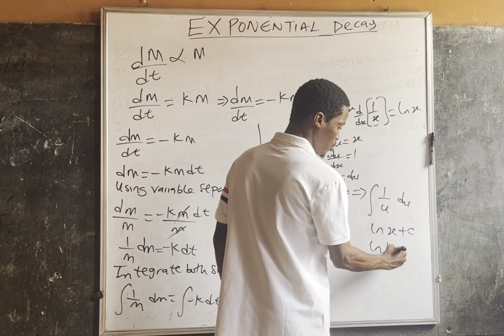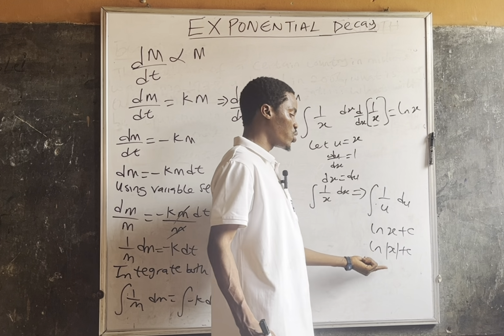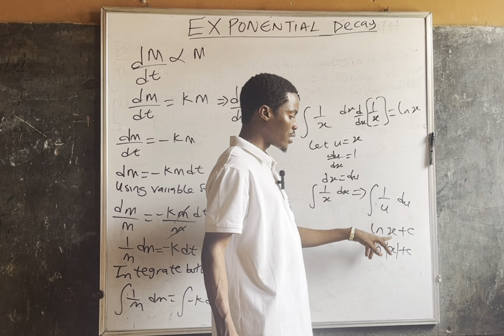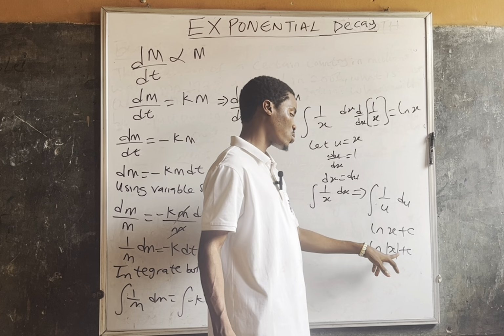Our s, we must take the absolute value of this, which means that all the values here will be positive, even if it is negative. That's why we have the absolute value.